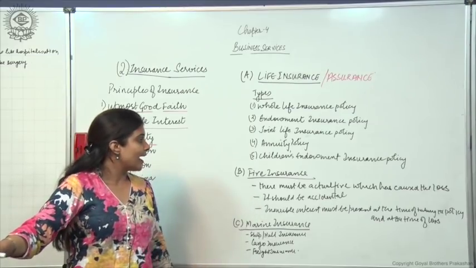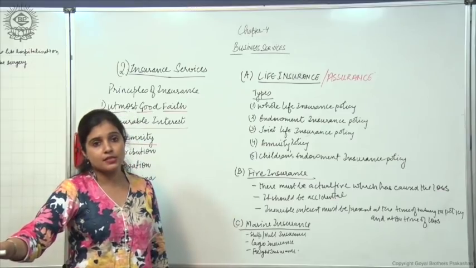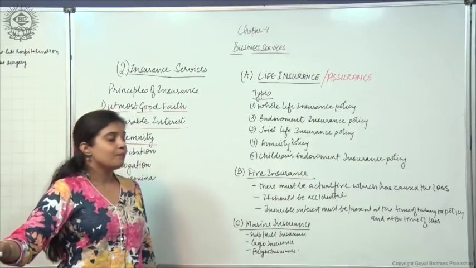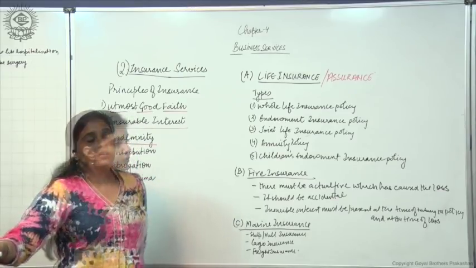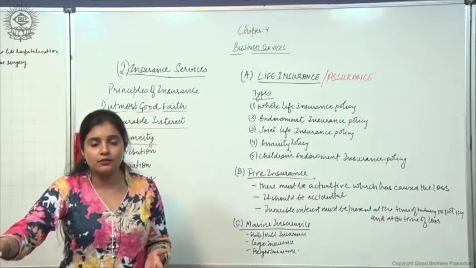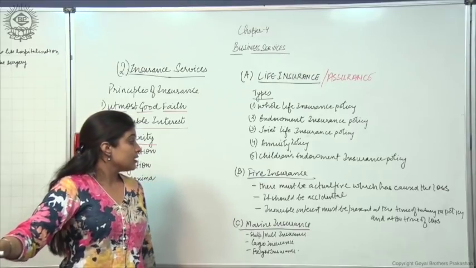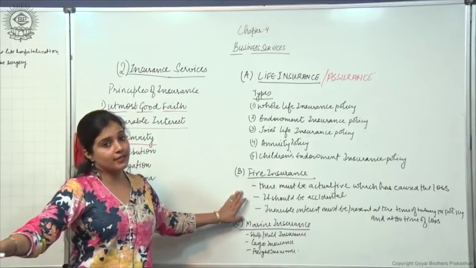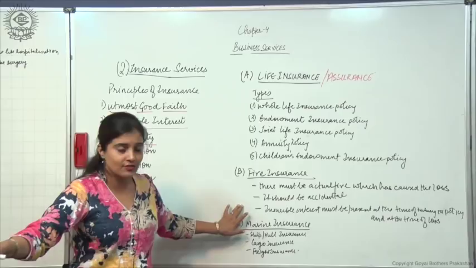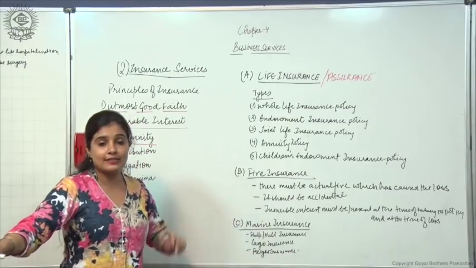Next is your fire insurance policies. Now fire insurance basically is taken to protect the insured from the loss that may be caused by fire. For this, there must be actual fire which has caused the loss, and it's necessary that fire should be accidental.